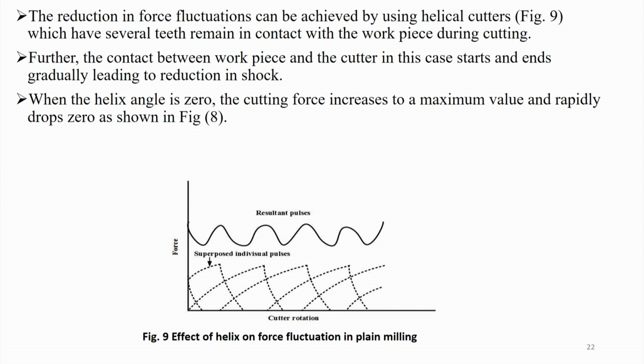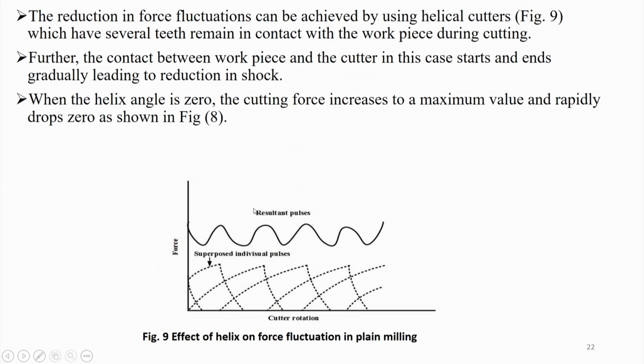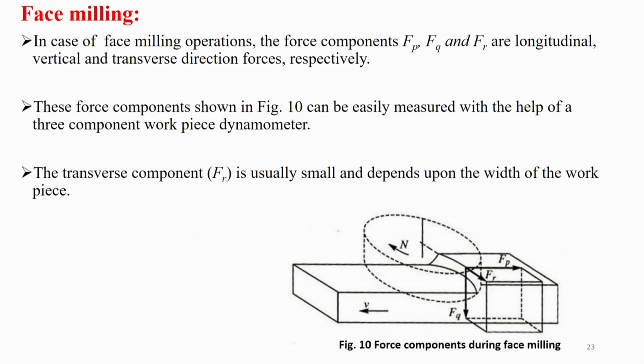So it balances. Further, the contact between workpiece and cutter in this case starts and ends gradually, leading to a reduction in shock. When the helix angle is 0, the cutting force increases to a maximum value and rapidly drops to 0, as we have shown in this figure. But otherwise, if we superimpose individual pulses, then the resultant force may be like this. So the effect of the helix is to smoothen the force.